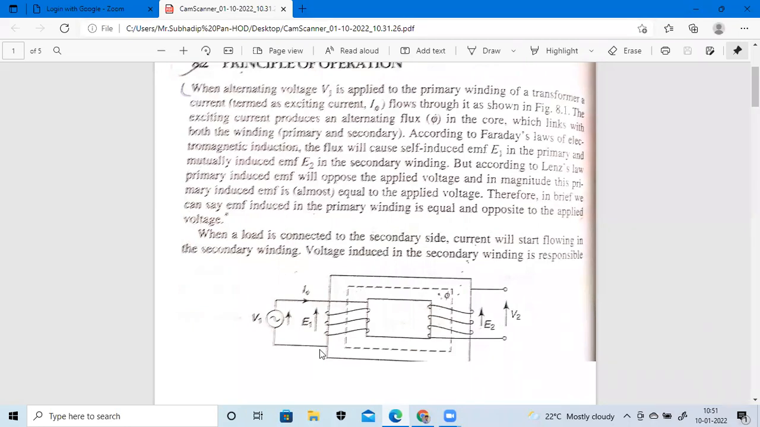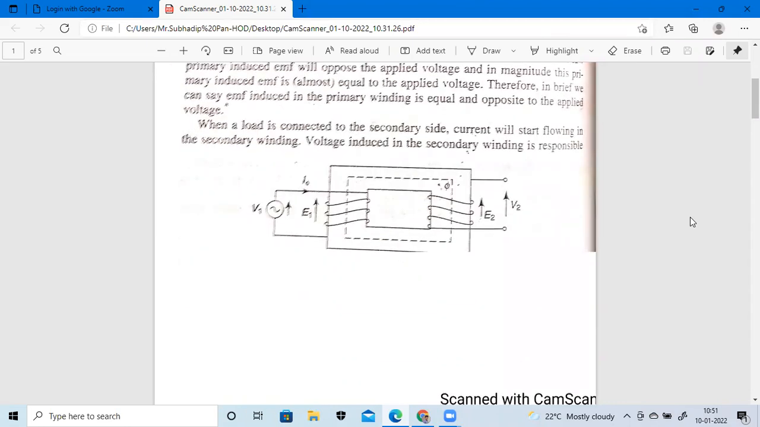Is the operating principle of the transformer clear to all of you, or do you have any doubt? Just ask me.